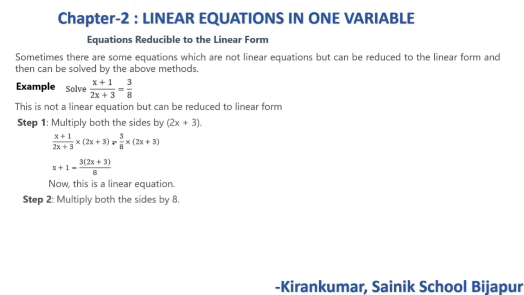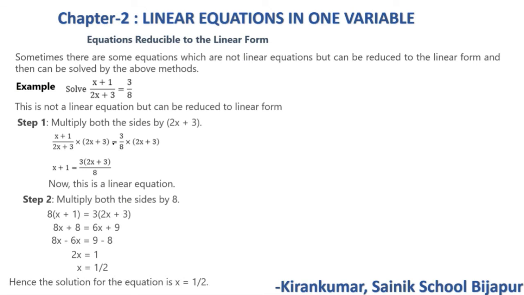Multiply both the sides by 8, we get 8 times of x plus 1 equal to 3 times of 2x plus 3. Therefore, it is 8x plus 8 equal to 6x plus 9. On transposing the variables to one side, constants to other, we get 8x minus 6x equal to 9 minus 8. So 2x will be equal to 1, x will be equal to 1 by 2. Hence, the solution of this equation is 1 by 2.